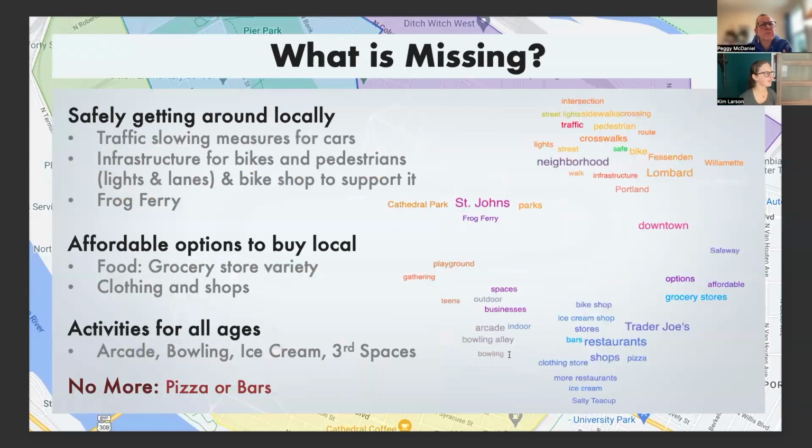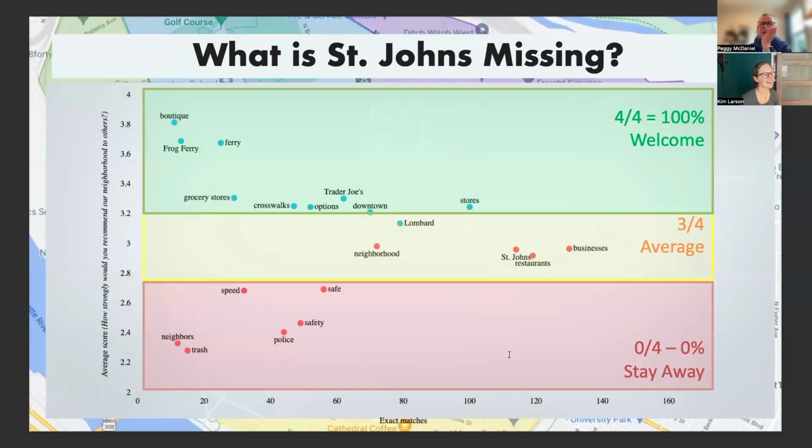What's missing? There was a consistent theme. They're like, no more pizza and bars. We have enough pizza and bars. And it showed up enough. That's very funny.